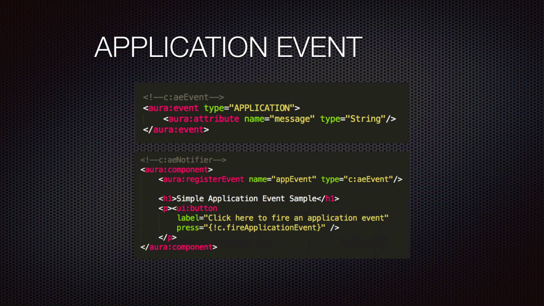It's the same for an example of application event. Again, it's the same aura:event tag. You just set the type as application. Again, you can set the attributes for an application event, and you use it in a similar fashion to a component event. So again, over here we've got an AE notifier, which registers the AE event, and it can now fire the event.